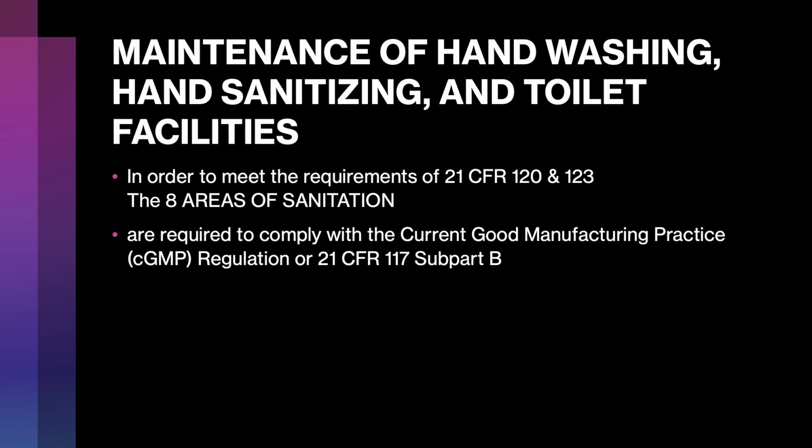Remember, in order to meet the requirements of 21 CFR 120 and 123, you've got to monitor and manage the 8 areas of sanitation. Maintenance of hand washing, hand sanitizing, and toilet facilities is one of those 8 areas. These 8 areas are required to comply with 21 CFR 117 Subpart B, or the current good manufacturing practices.